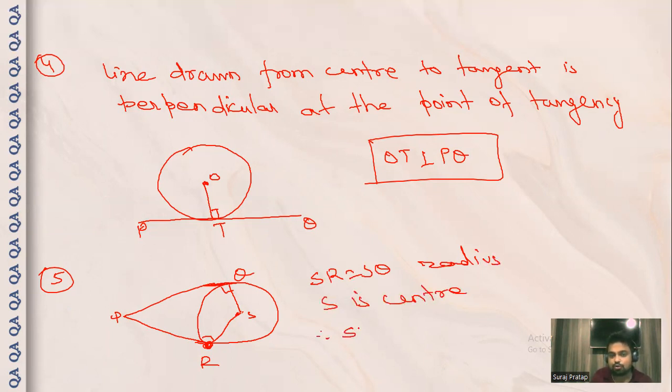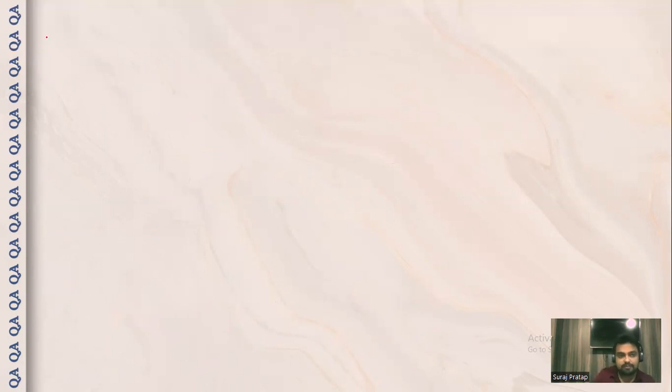So SQ and SR are perpendicular. Right, now we read that at the point of tangency, the radius makes an angle of 90 degrees with the tangent, right? So SQ and SR are perpendicular. From here, I can say that PQRS is a kite, PQSR is a kite, right?